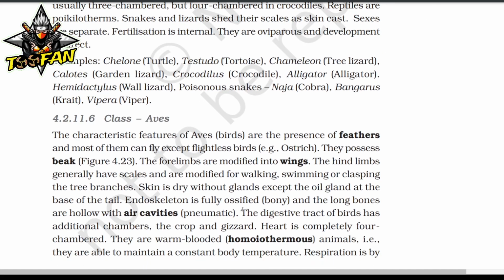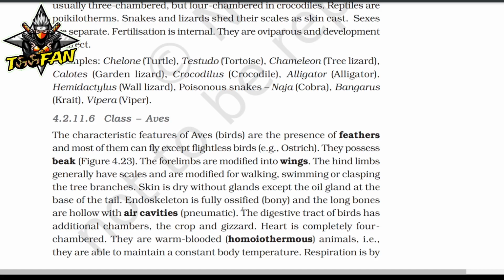Class Aves. The characteristic feature of Aves, birds, is the presence of feathers and most of them can fly except flightless birds, example ostrich. They possess a beak. The forelimbs are modified into wings. The hind limbs generally have scales and are modified for walking, swimming and clasping tree branches. Skin is dry without glands except the oil gland at the base of the tail. Endoskeleton is fully ossified, bony, and the long bones are hollow with air cavities, pneumatic.